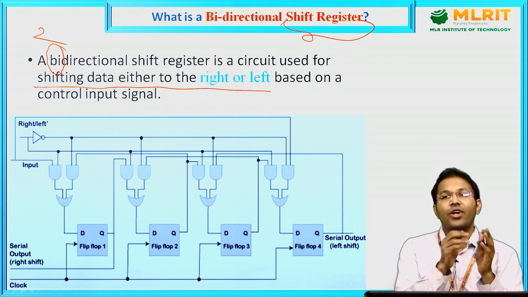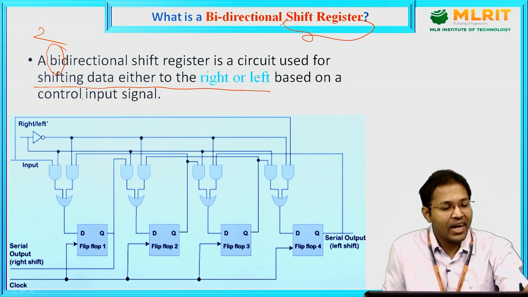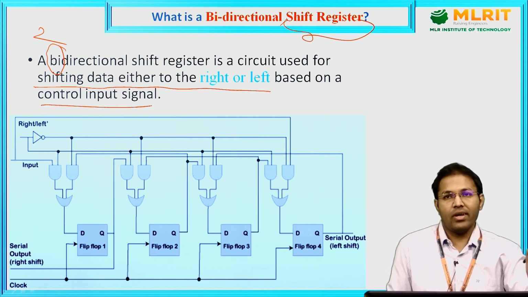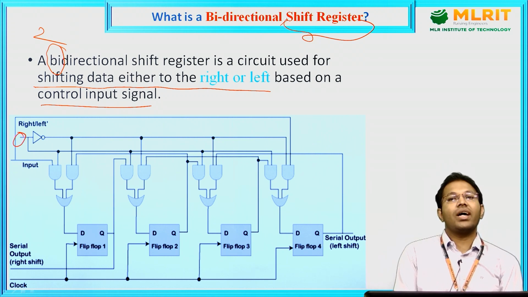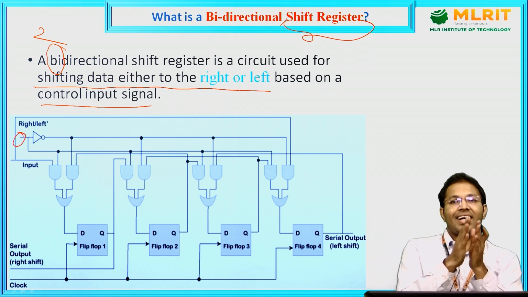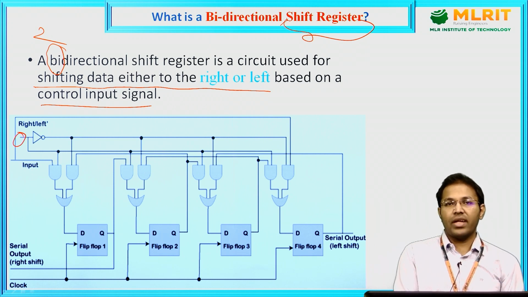And how do you control whether there should be a left shift or a right shift? We use a control input. Here this is the control input that we are giving to the input of this NOT gate. Based on the control input, the shifting takes place either to the left or to the right.